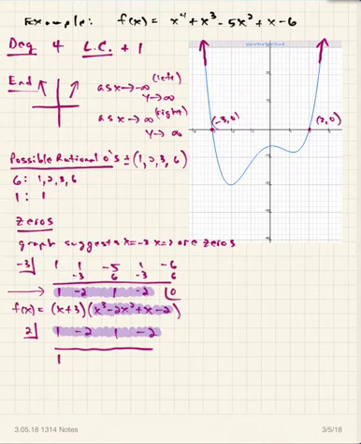So you bring down the 1. 2 times 1 is 2. Add, you get 0. 2 times 0 is 0. Add, you get 1. 2 times 1 is 2. Add, you do get 0.